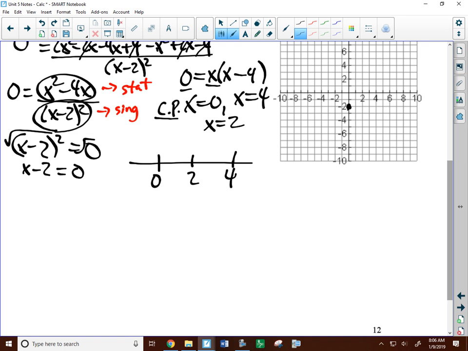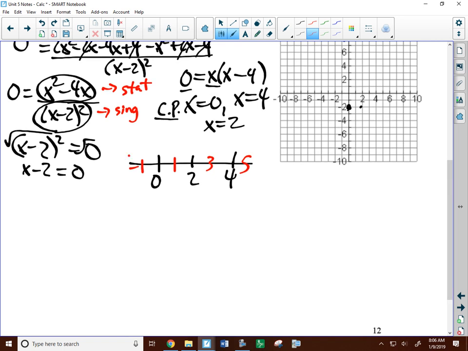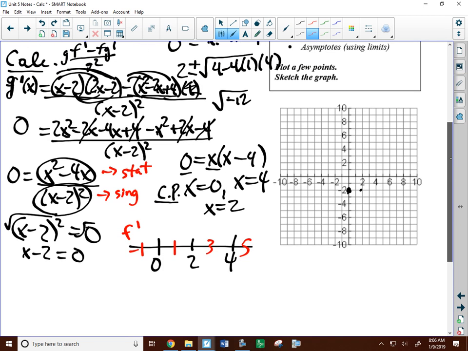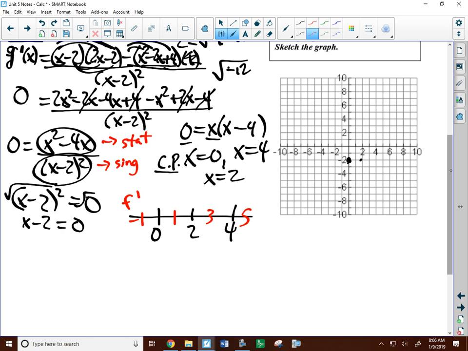And yes, you need to make a number line, test values, and then what? Increasing and decreasing. So negative 1, 1, 3, 5. Okay, I'm going to plug these into the first derivative. And I'm going to do the simplest form. You can do any form. But the simplest form was this one. Once we reduced it all, we got down to there. Probably the simplest form there.